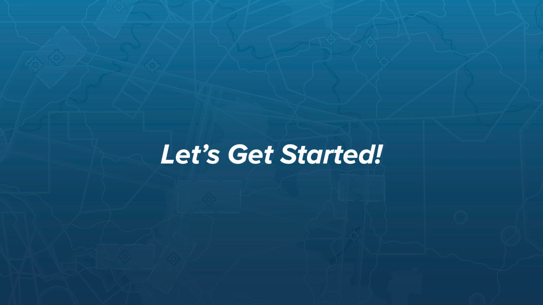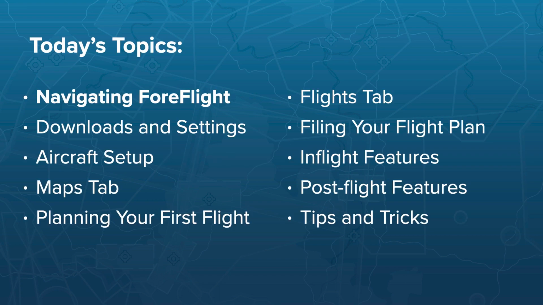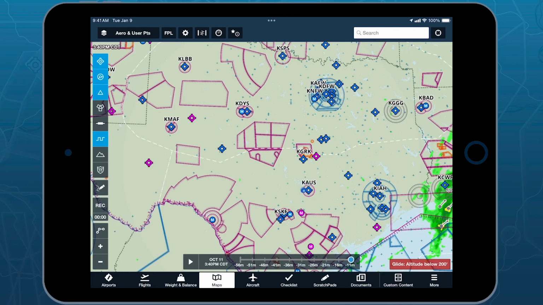Austin, over to you. All right, thanks Jay for the introduction. Let's go through a little bit of app navigation. So when you open up ForeFlight Mobile for the first time, it'll come to the Maps page. You'll be seeing a view similar to this, and there'll be quick filters off to the left and tabs along the bottom. We'll get into those quick filters soon.